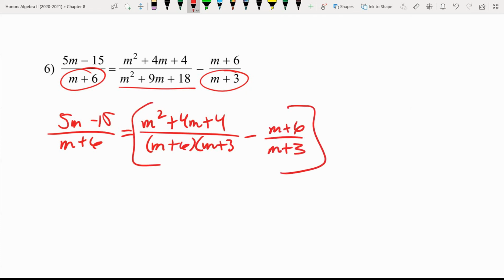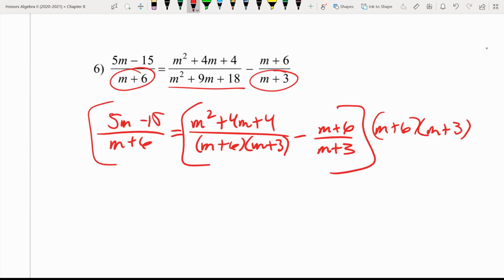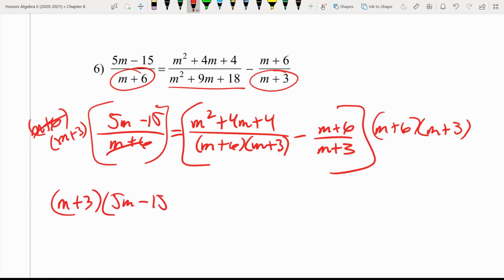So multiply both sides by our common denominator, m plus 6, m plus 3. And same thing on the other side here. M plus 6 times m plus 3. On the left side, the m plus 6 is canceled out, and I'm left with the m plus 3 times 5m minus 15.